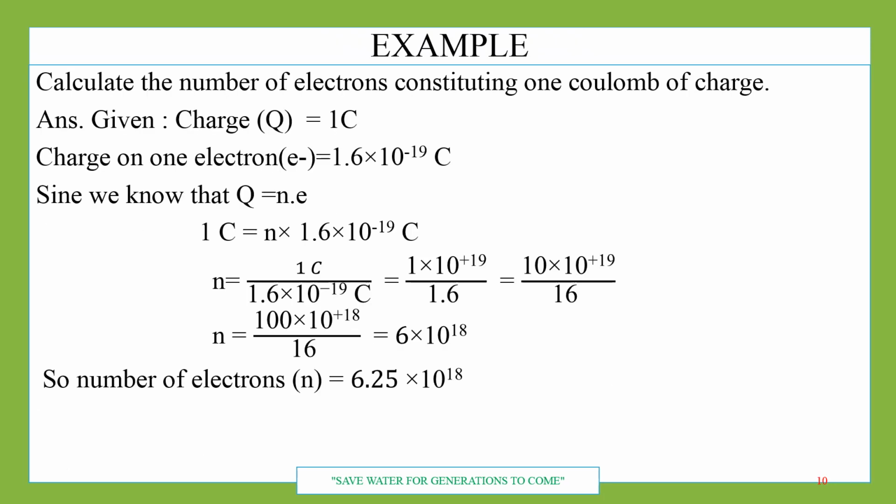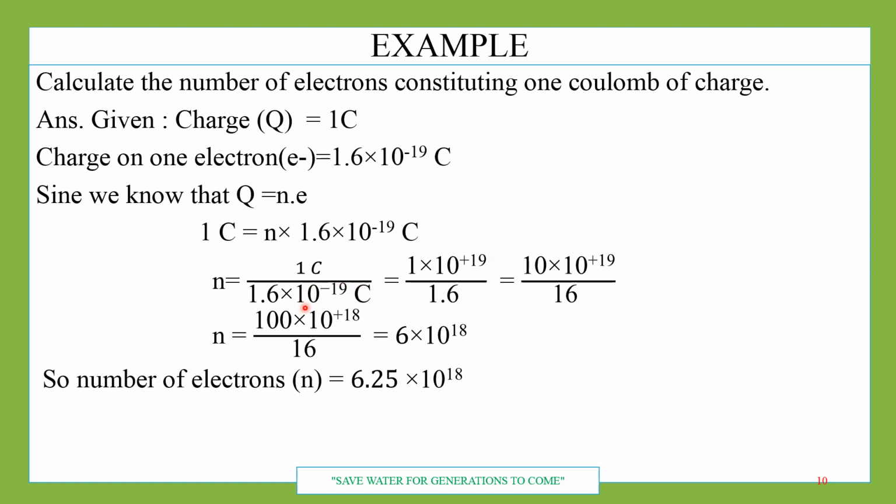Now this is one example of how to solve a numerical. Calculate the number of electrons present in 1 coulomb. First of all, you should write Given, then To Find, which I have not mentioned here, and then Solution. Given: 1 coulomb charge, and the charge on 1 electron is this. We should write in numericals, since we know that Q is equal to N e. Using this, we can solve here.